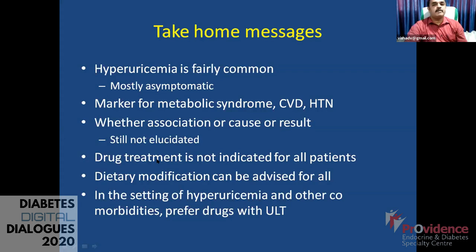And we have to remember that drug treatment is not indicated for all patients with hyperuricemia. Dietary modification, however, can be advised for all patients with hyperuricemia, and in the setting of hyperuricemia and other comorbidities, one can prefer drugs with urate lowering actions for the treatment of comorbidities.